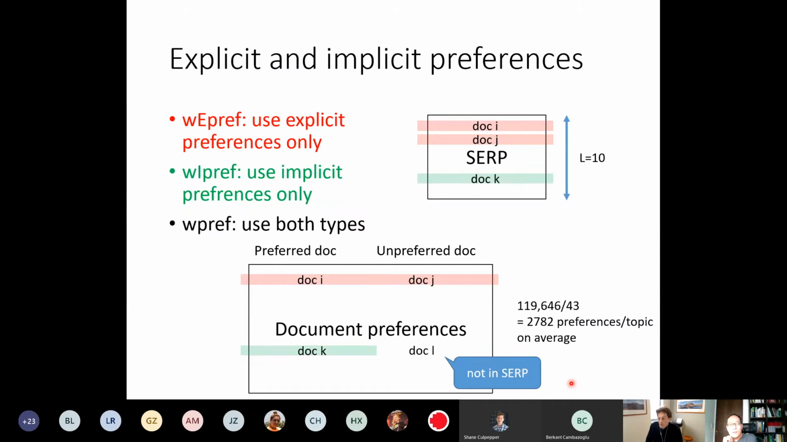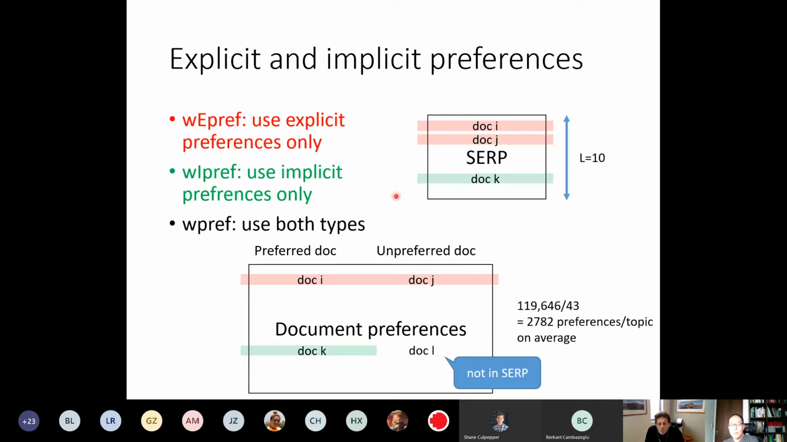And also, I looked at the role of explicit preferences and implicit preferences in these measures. So for example, in this SERP, documents I and J are included, and I is ranked above J. So this is an explicit preference expressed by this SERP. This SERP explicitly says I is better than J.